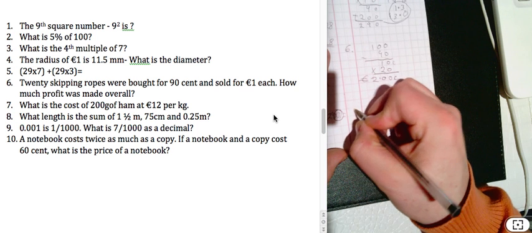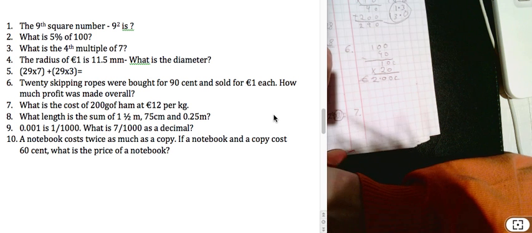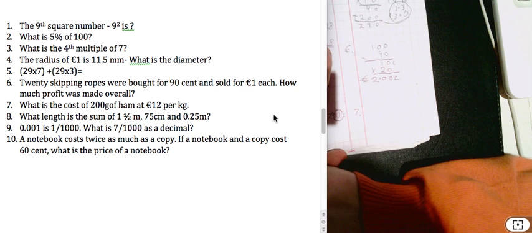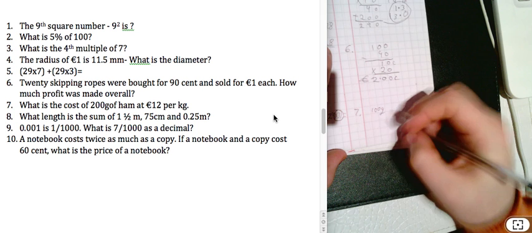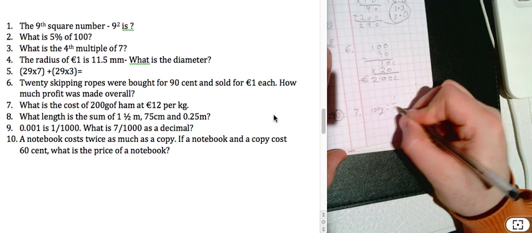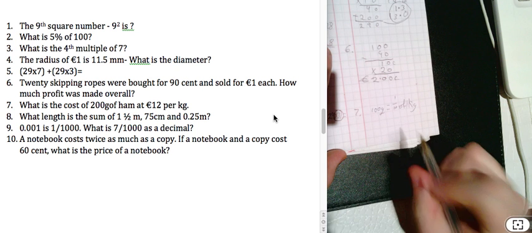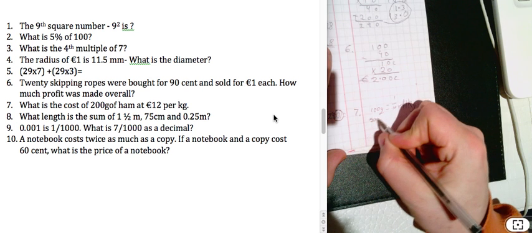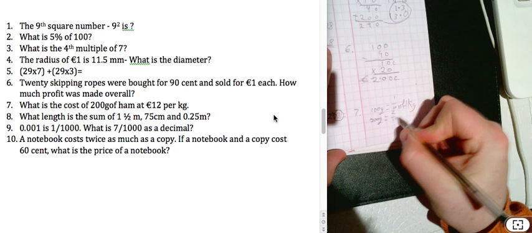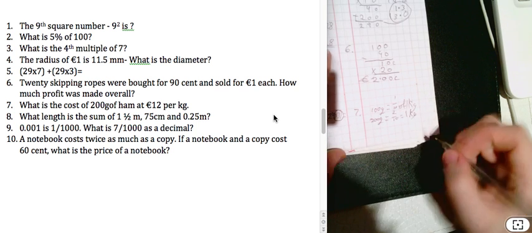Number 7. Okay, what is the cost of 200 grams of ham at €12 per kilogram? Well, what I want to do is find the cost of 100 grams, because 100 grams is 1/10 of 1 kilogram. If I can find out the cost of 1/10 of a kilogram, I can find the cost of 2/10 of a kilogram, which is 200 grams. So if I divide by 10 and multiply by 2, I'm going to find my answer.